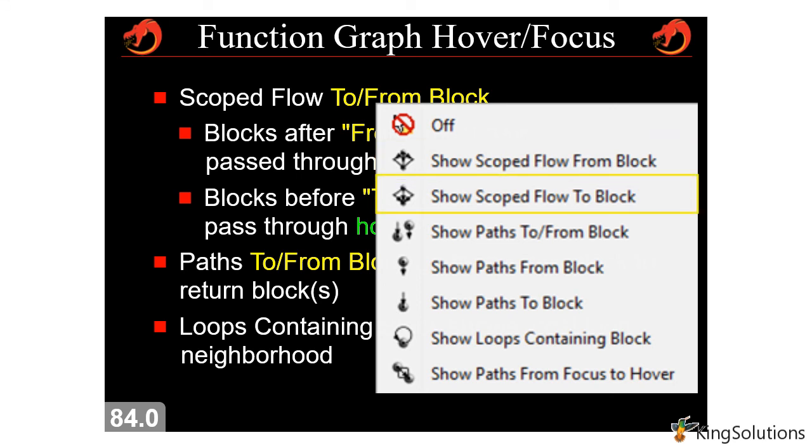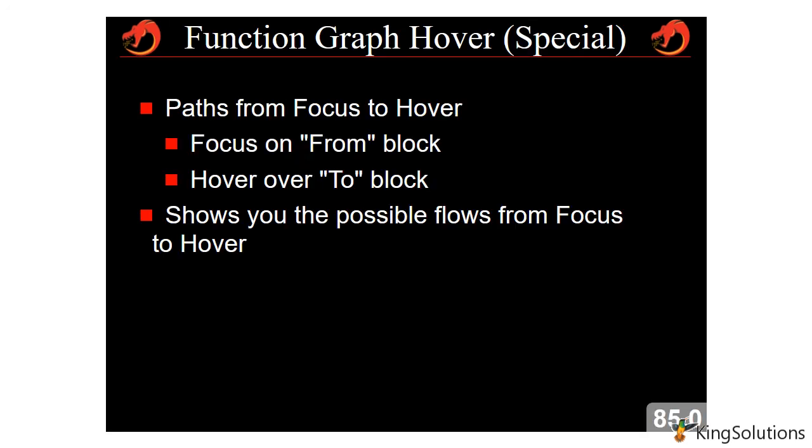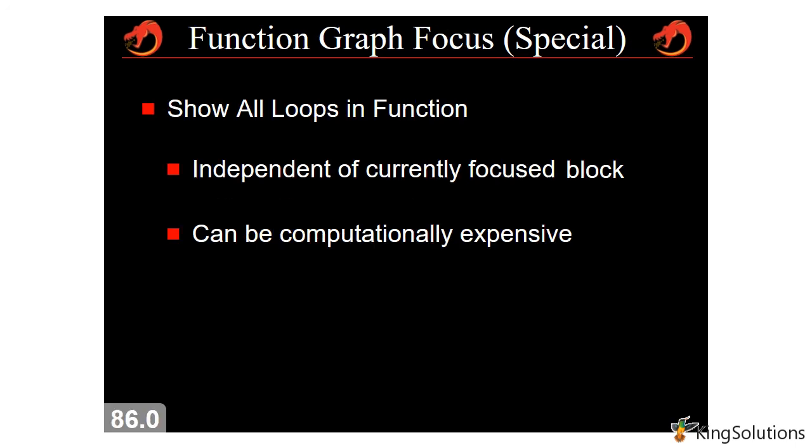Show scope flow to block. This will encompass all blocks in the flow before the principal block, such that all blocks in the neighborhood must have executed if the principal block executes. Function graph hover, special. Paths from focus to hover. With the focus block selected, the from block, and the mouse hovering over the to block, the function graph will show you all the possible flows from the focus to hover block.